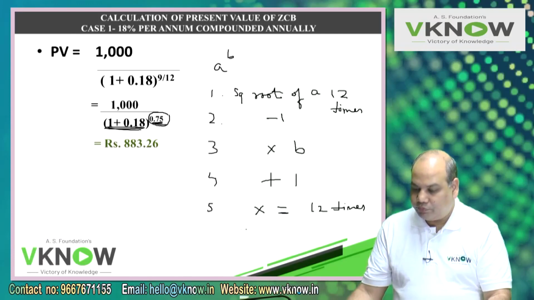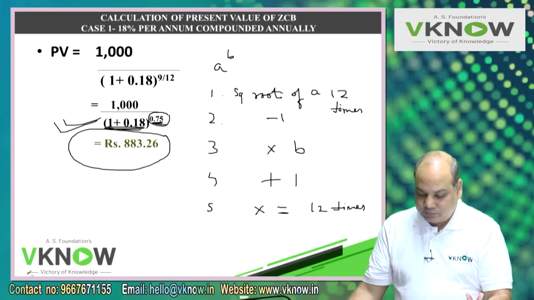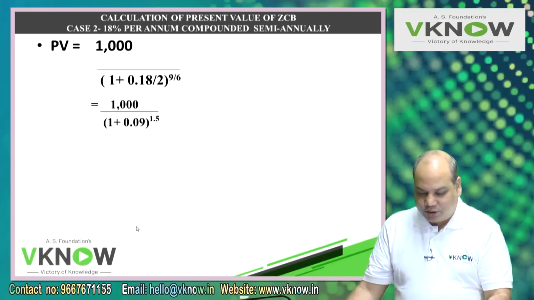the problem. Most probably in the exam, if such questions are asked, they give you the value of 1.18 to the power 0.75. But in case if not given, then be self-reliant, Atmanirbhar, okay? Don't depend on institute.